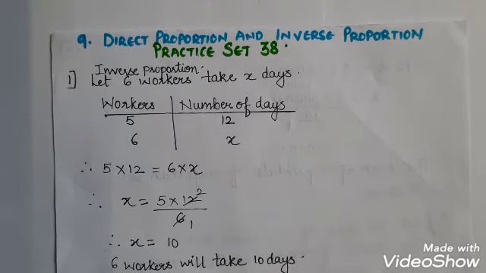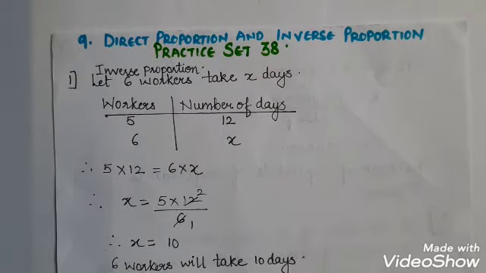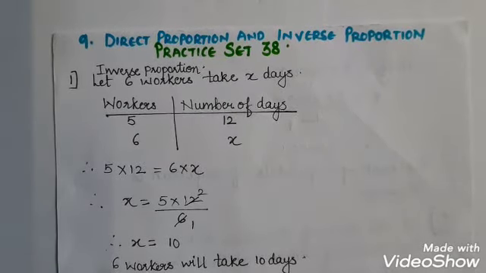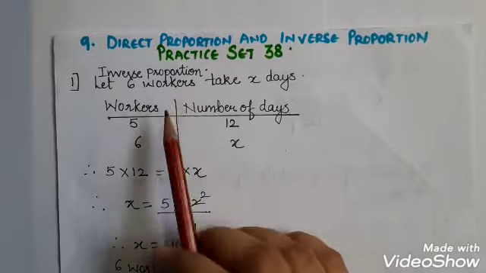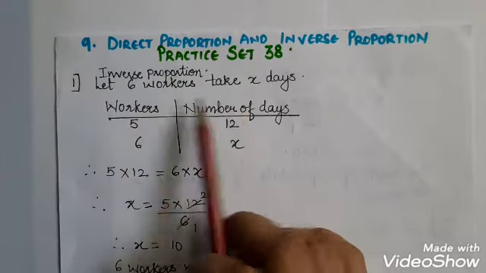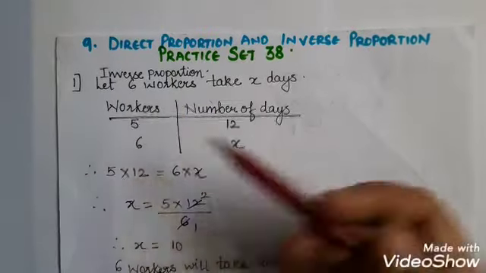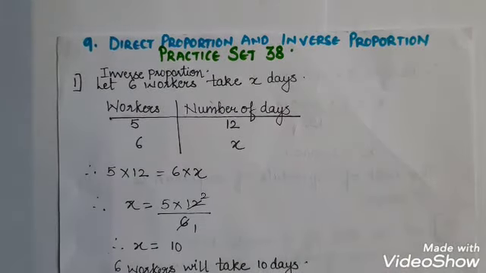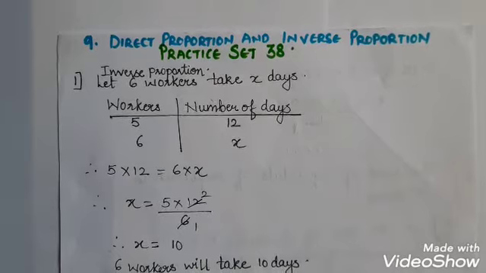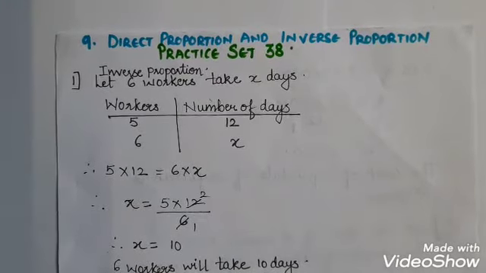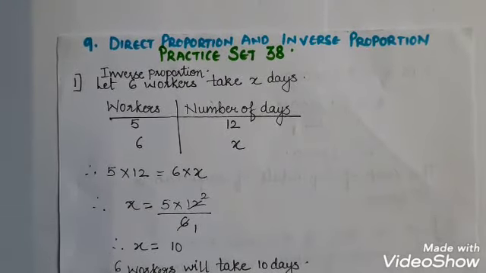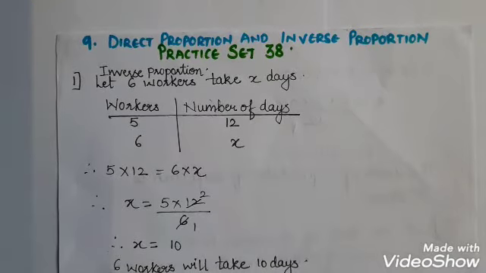Practice set 38. The first question: 5 workers take 12 days to weed a field. Now there are 2 columns, workers and number of days. 5 workers take 12 days. How many days would 6 workers take?